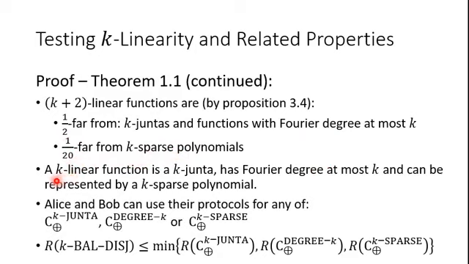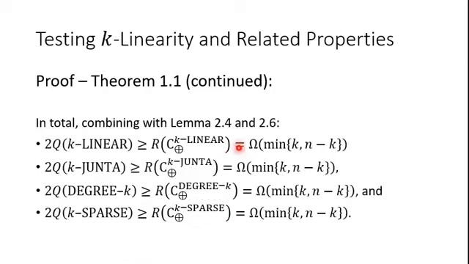So also noting that a k-linear function is a k-junta, has Fourier degree at most k, and can be represented by a k-sparse polynomial, what we can see is that Alice and Bob can use their protocols for any of these communication games in order to solve their instance of k-balanced disjoint, and so we immediately get the same kind of relationship as we saw with k-linear. We get it for these communication games as well.